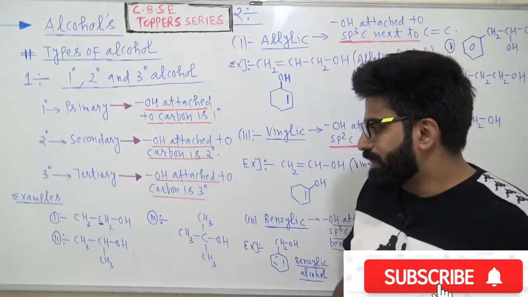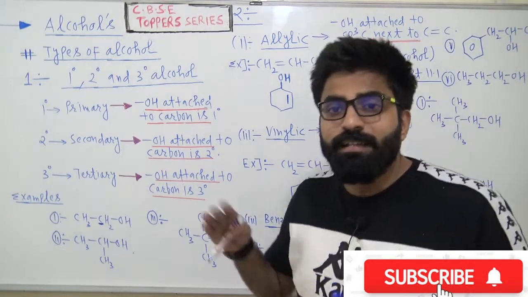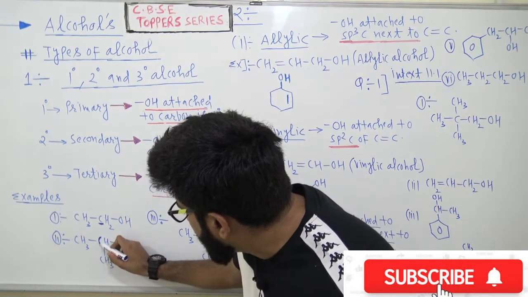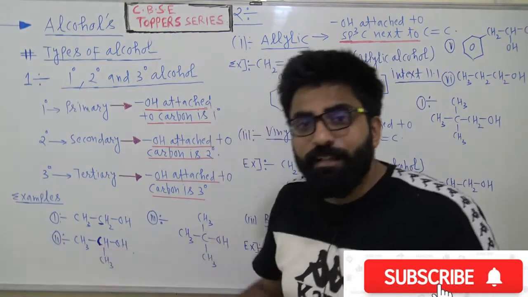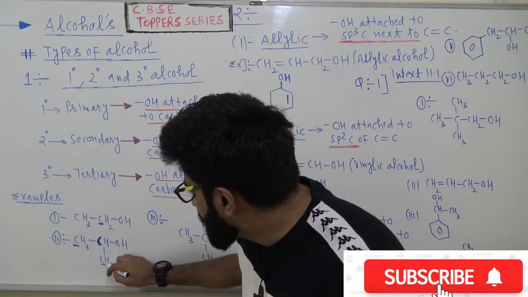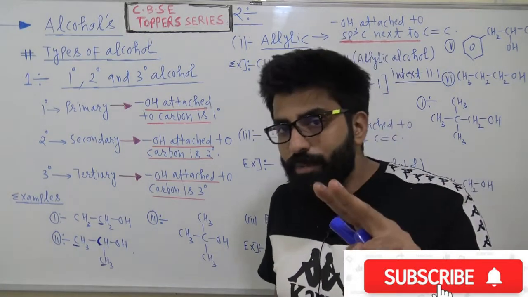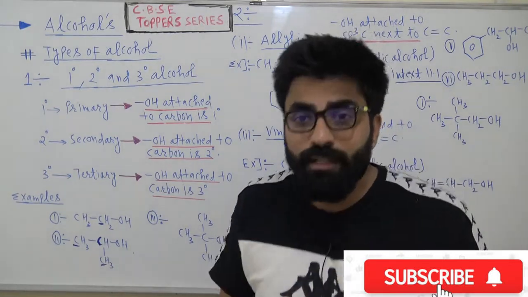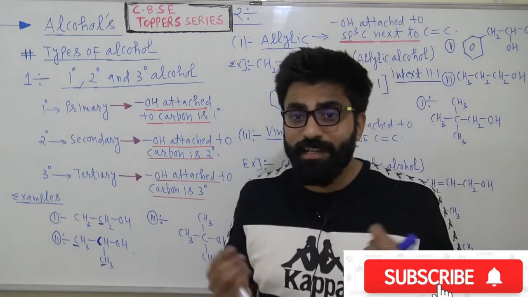So let's take one example, example number 2. I want to identify the type of alcohol. This OH group is attached to this particular carbon, so my focus is on this carbon only. Now you see this carbon is connected to how many carbon atoms? This carbon atom is connected to this carbon as well as this carbon. So the carbon to which OH is attached is connected to 2 carbons. It means this carbon is 2 degree, and this alcohol is a 2 degree alcohol. Right guys? 1 degree and 2 degree alcohol identification are simple.